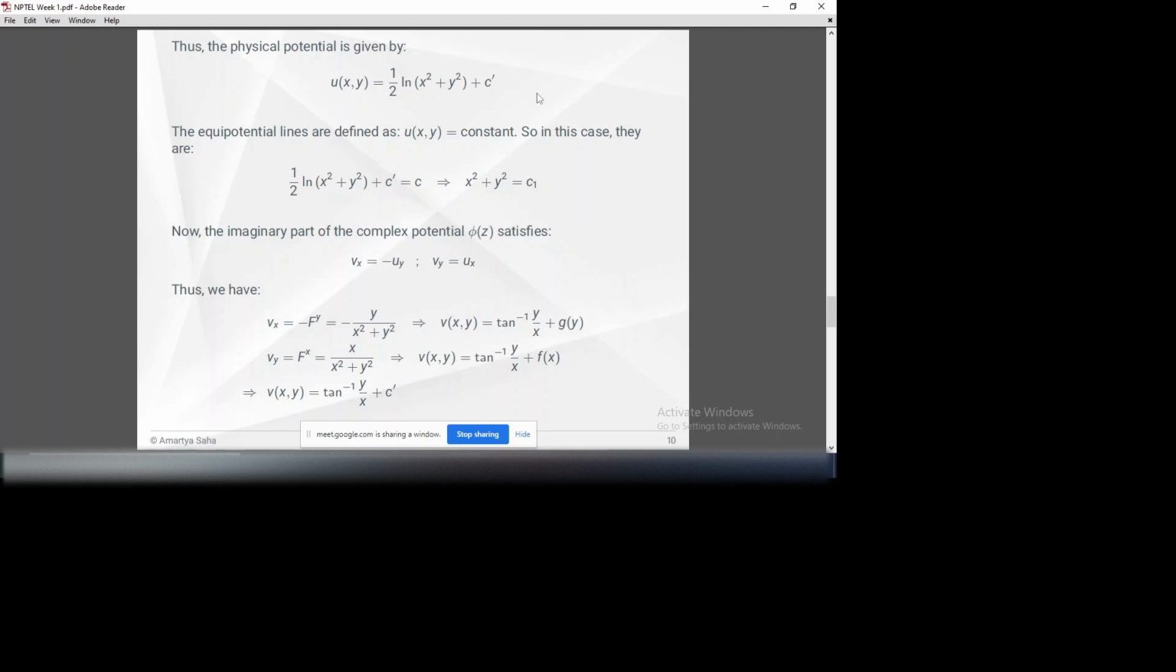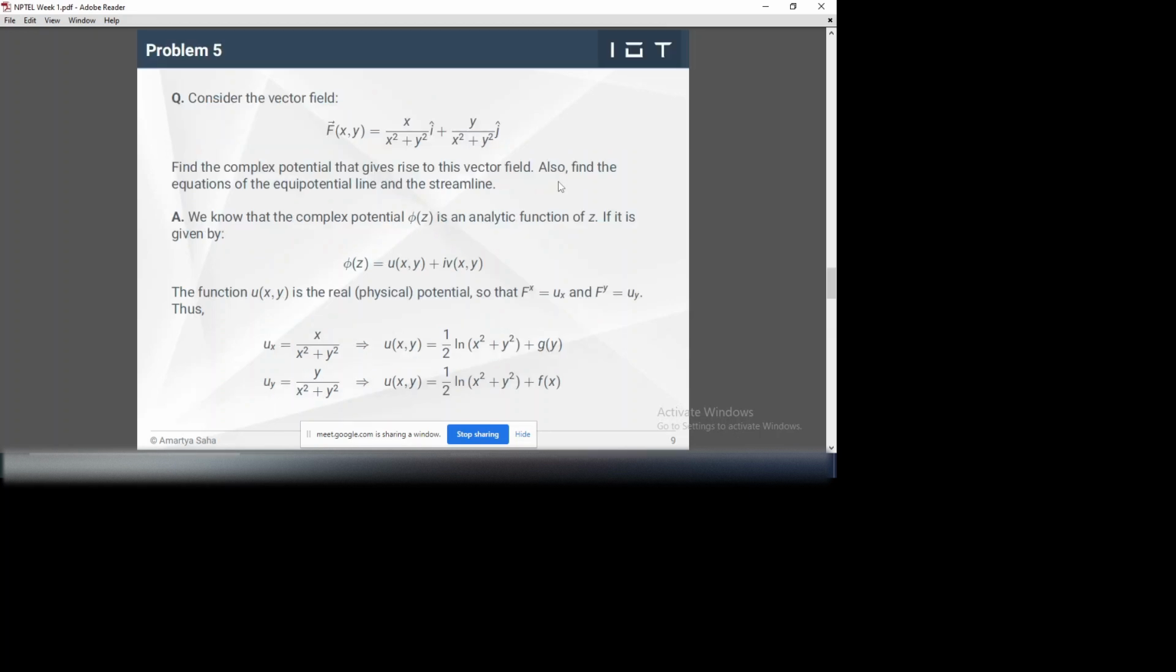Okay. So this was our real potential. The equipotential lines are defined as u(x,y) equals constant, just as in the case of electrostatics. Equipotential means the curve along which a potential is constant. Straightforwardly, we put u(x,y) equals constant and take the exponential on both sides, and conclude that the equipotential lines are actually circles: x squared plus y squared equals c1. So in this case we have circles as the equipotential lines.